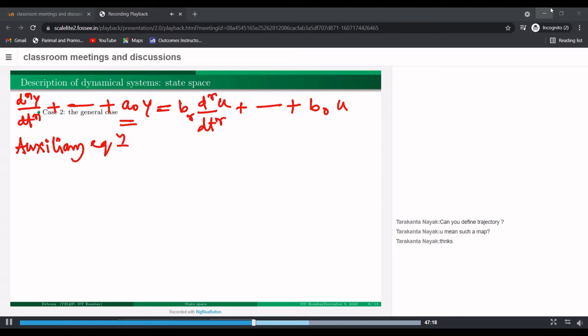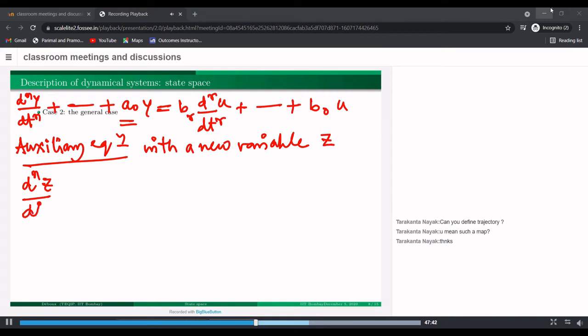New auxiliary equation involving a new variable. Yeah, and what is that? Well, d^n z/dt^n plus ... a0 z equals u, like an equation before. I claim that, using these b's and this z, I can now write what y should be.